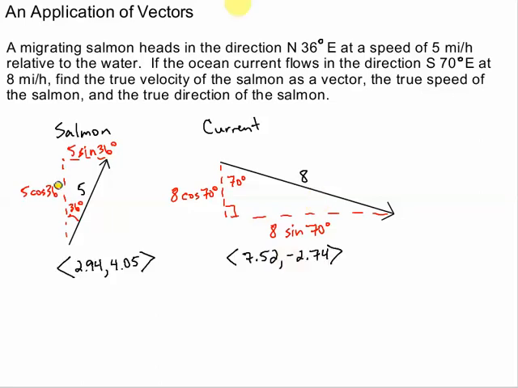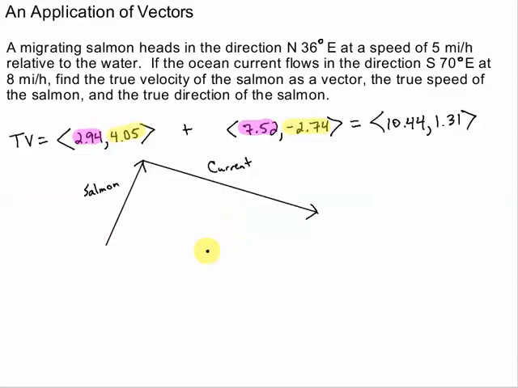So notice the vertical component here is positive, and the horizontal component here is also positive. Over here, the horizontal component is positive, but the vertical component is down, so it's actually a negative value. To get the true velocity vector, we add these together. And when we add the components, we get the vector 10.44, 1.31. So that is the true velocity vector.